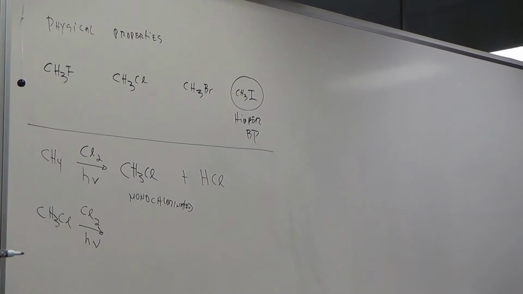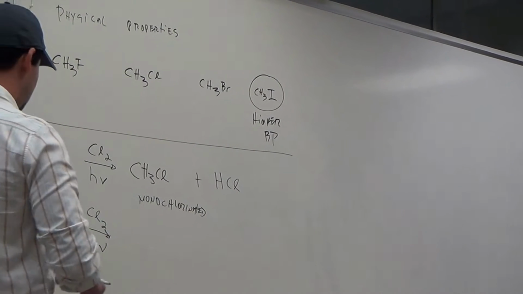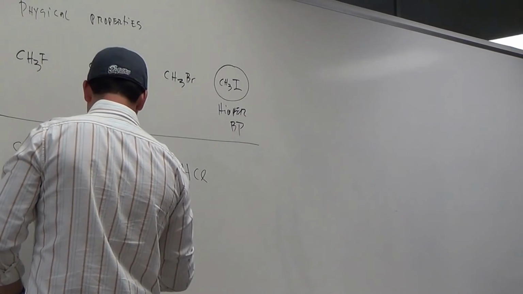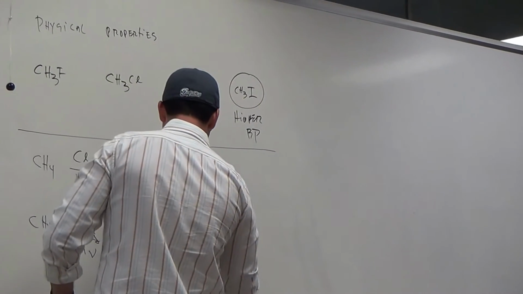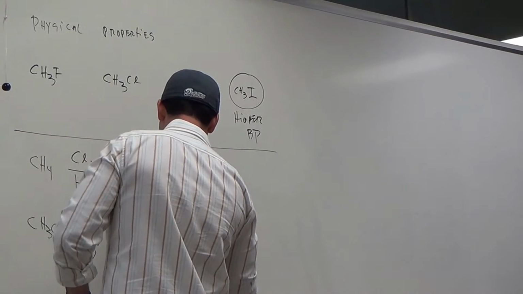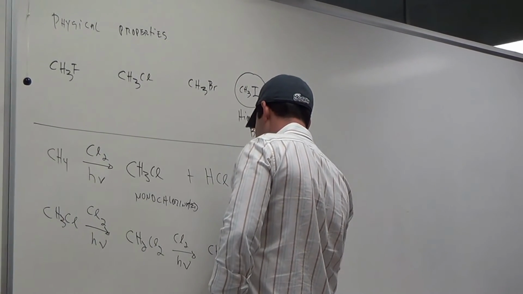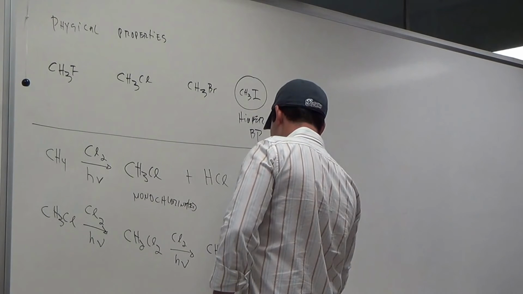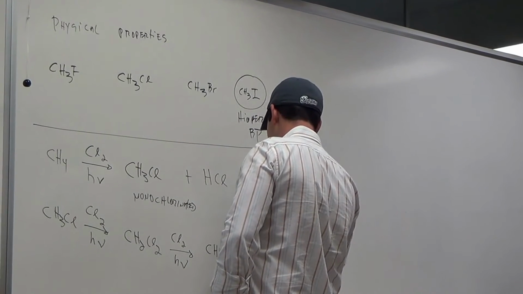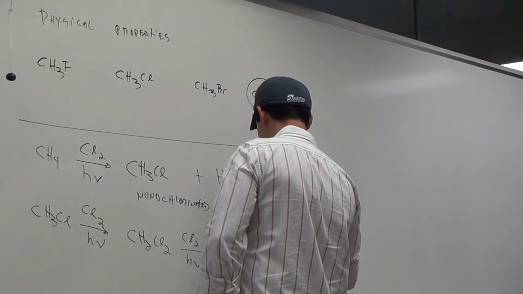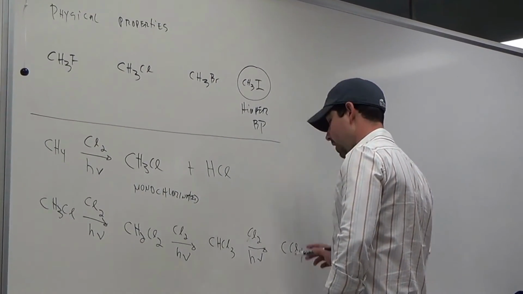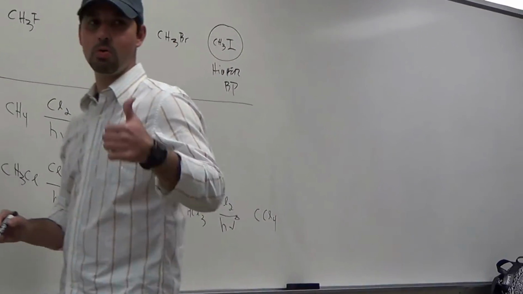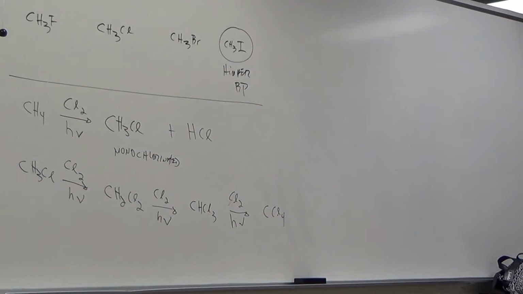Yes? And what is it going to form this time? So this time it is going to form dichlorinated. And if it does it again, what is it going to form? Trichlorinated. And if it does it again, what is it going to form? Yeah, tetra. Mono, di, tri, tetra.